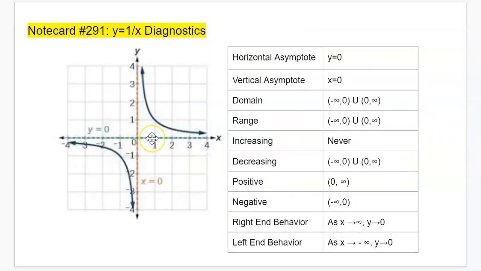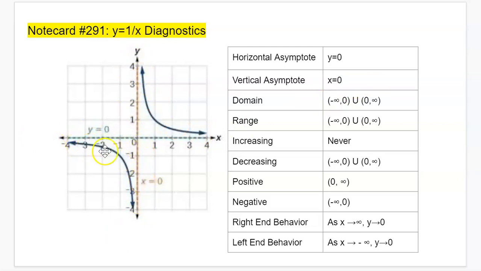All right, so now note card 291, we're going to take that parent function, y equals 1 over x, and we're going to do the diagnostics for it. Yes, they're back, okay? And again, I think we've already done this. I just needed another day or two on this. So here's the parent function. The horizontal asymptote is right here. It's y equals 0. It's a horizontal line, y equals 0. Vertical asymptote is x equals 0. Vertical line, x equals 0.